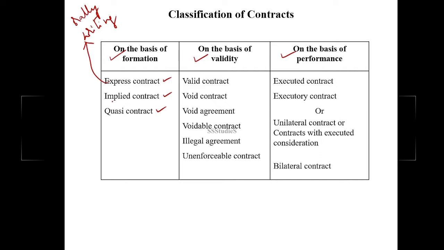Coming to implied contract, an implied contract is a contract which is implied by the acts of the parties, the way in which the parties act, or by the conduct or behavior of the parties. In this case, the contract is not formed expressly either orally or in writing. It is implied by the act, conduct, or behavior of the parties. So this is an example of an implied contract.